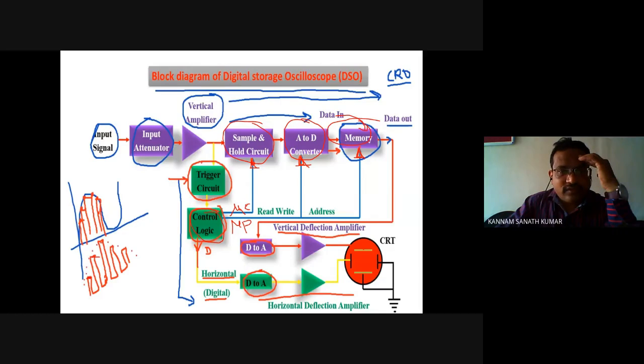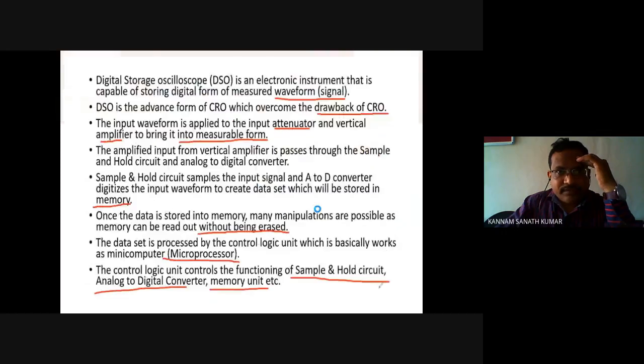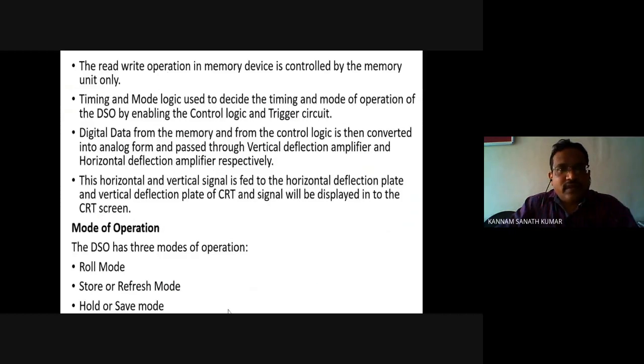Okay, and a digital storage oscilloscope is an electronic instrument that is capable of storing. Sorry. So see here, the read operation of the memory device is controlled by the memory unit. Whatever read operation is there will be controlled by the memory unit.